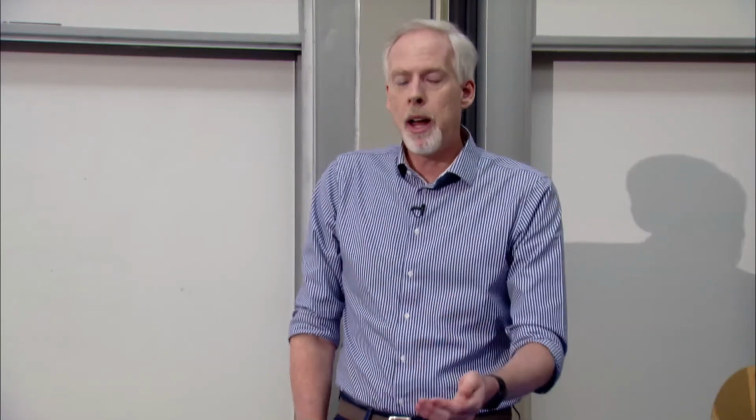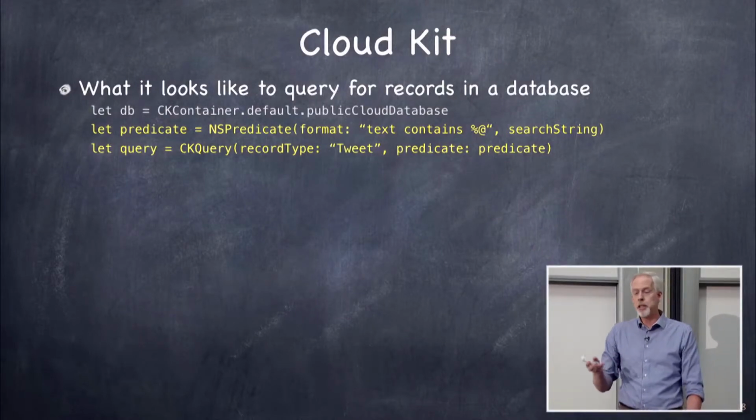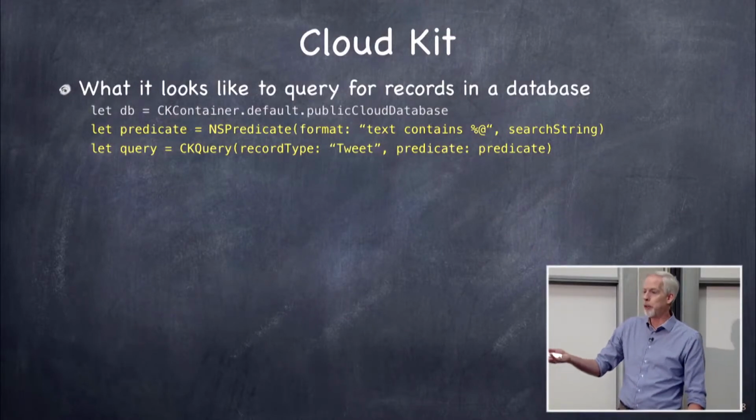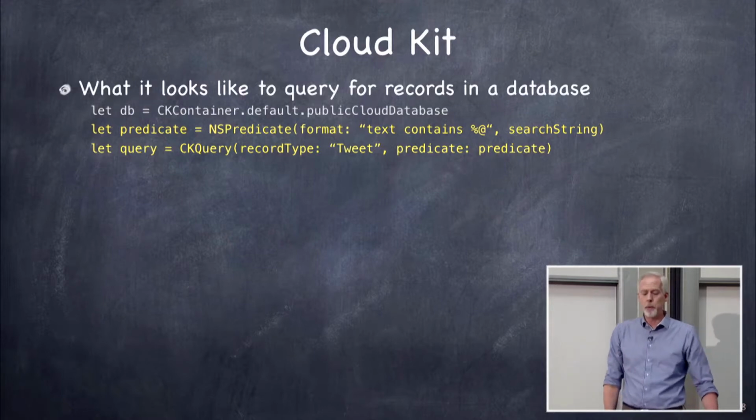Here's what a query looks like. This is the analog of the fetch request. You still use NSPredicate, so like text contains some search string or whatever, but the predicates can't be quite as complicated as in Core Data. They have to be fairly straightforward predicates.